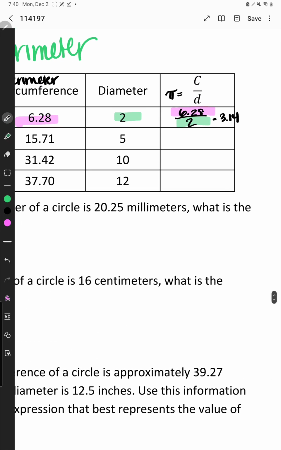On the next one, you have that the circumference is 15.71 and the diameter is 5. And when you divide that, you get 3.14. You have pi equals 31.42, and you divide that by 10, and you would get 3.14. And then you have this last one, and I want you to write down what you think.